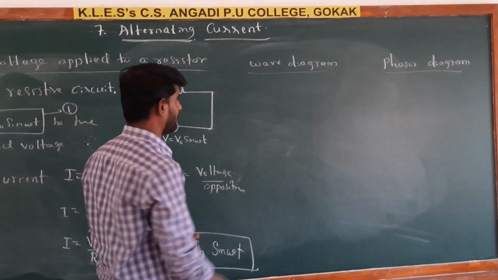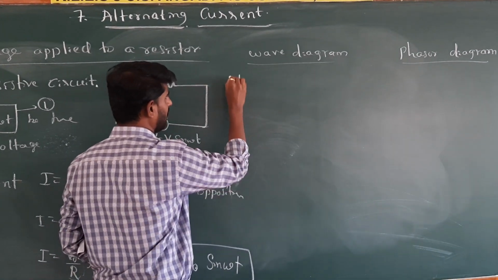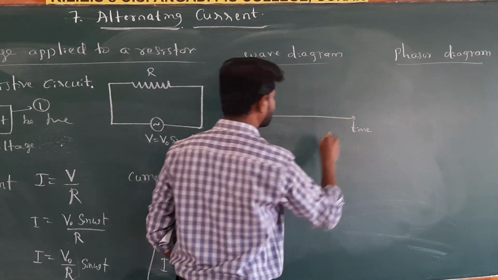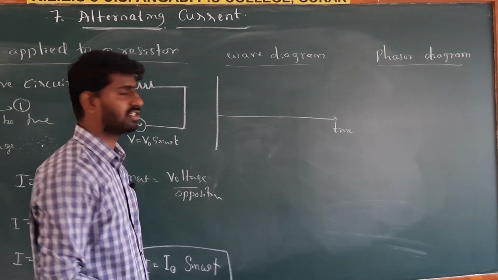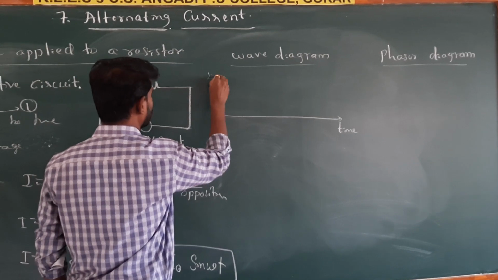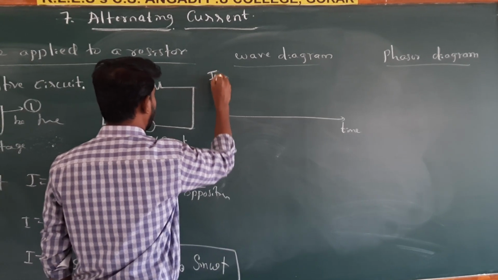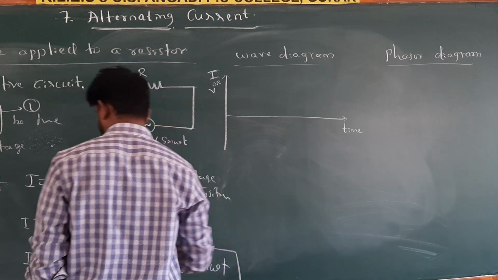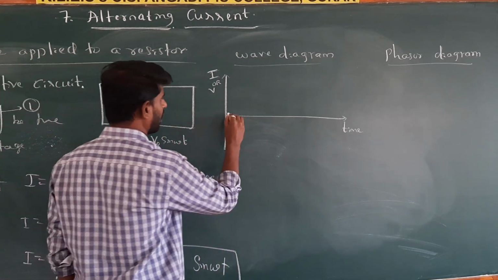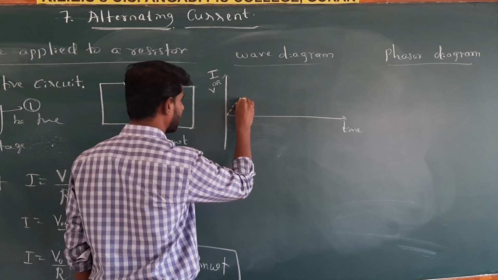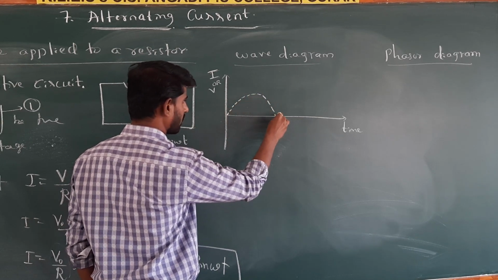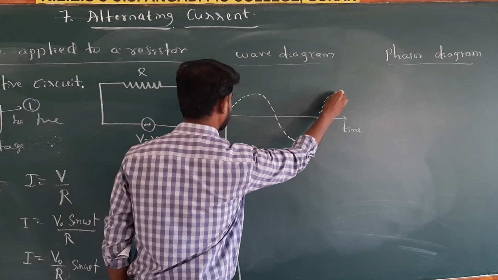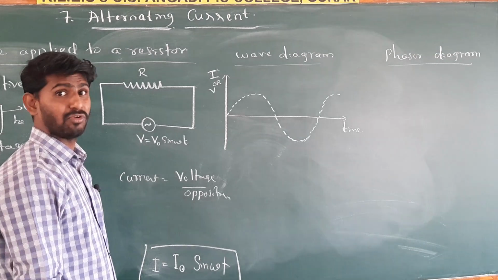Right. So let's see how the wave diagram looks. This is the y axis and this is the x axis. Along the x axis we represent the time, which is the independent quantity, and here I can represent both current and voltage. First I'll draw the voltage with a dash line, like this. This is the voltage. And what about the current?